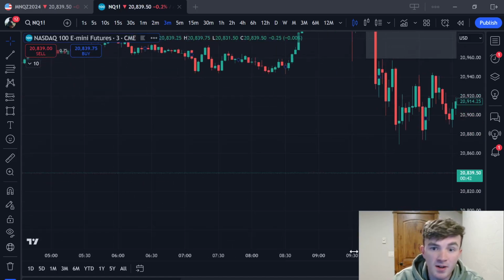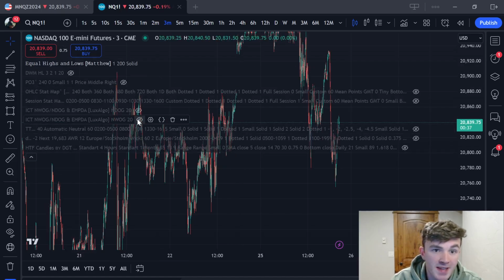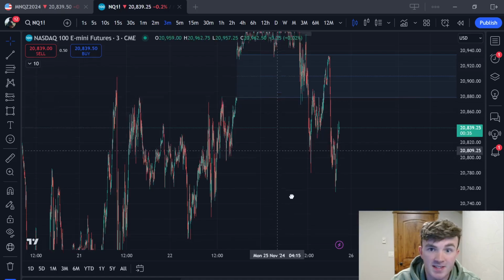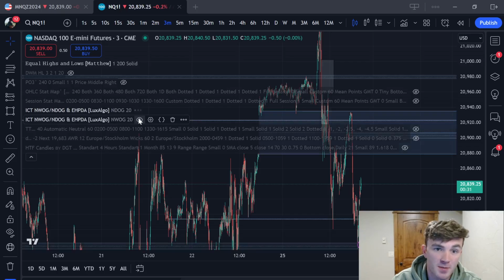And then as well, I wanted to talk about the new week opening gaps because I think this is really fascinating. Or actually, it was the new day opening gaps, but I will talk about the new week opening gaps as well.